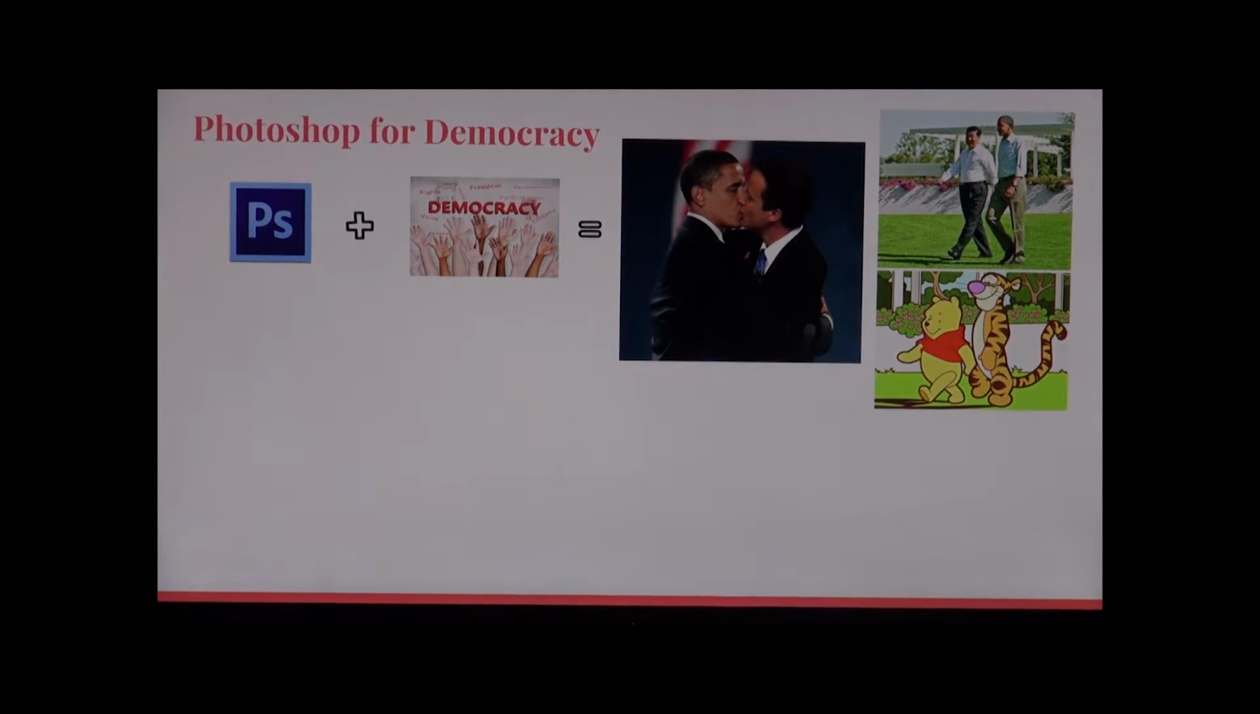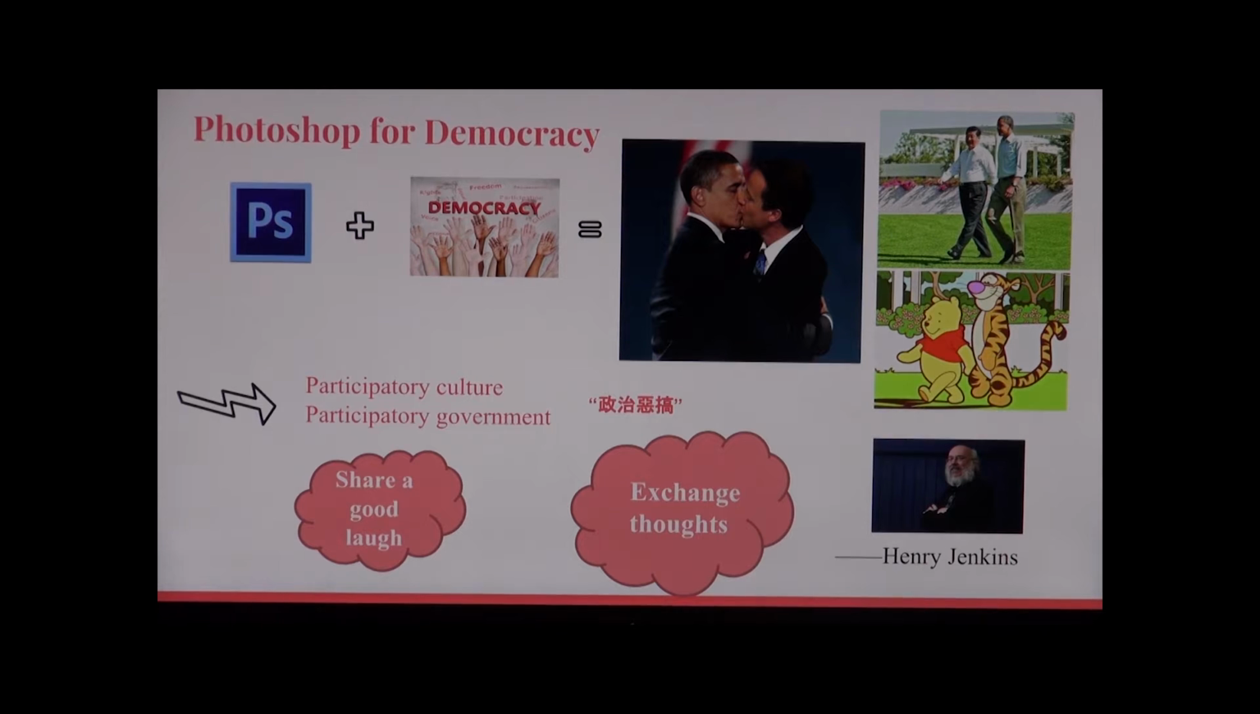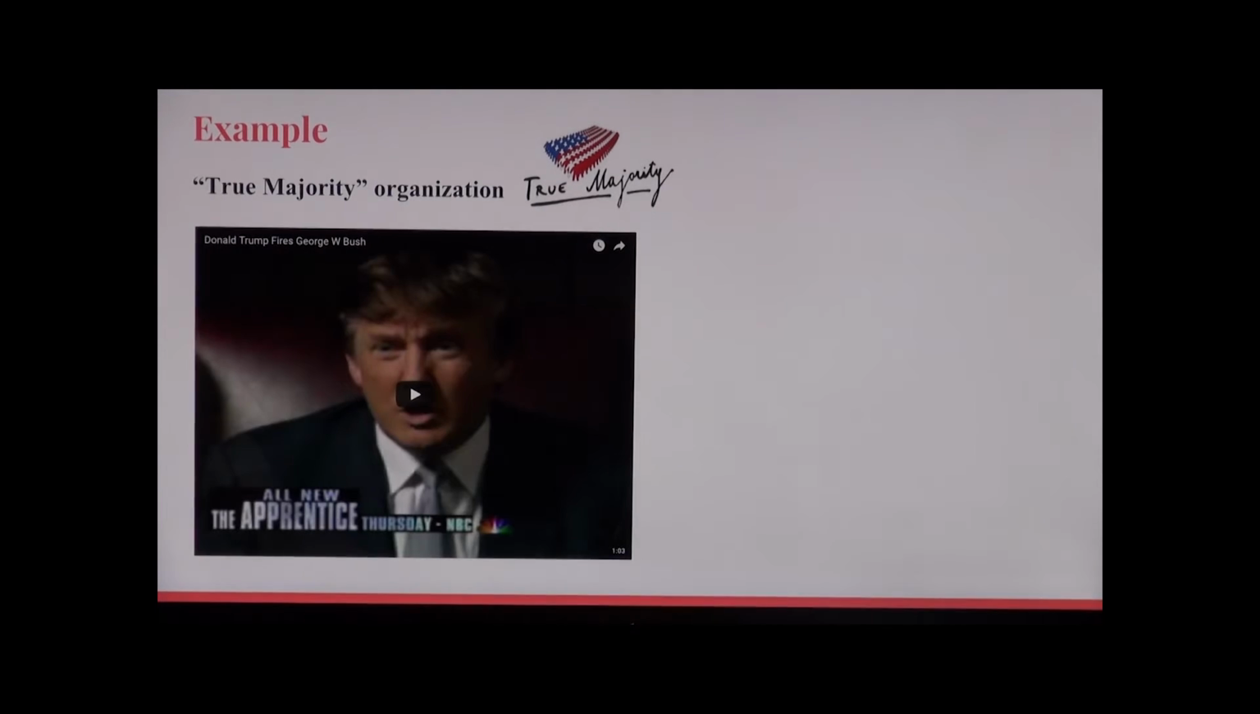In this process, as the author Henry Jenkins states, the participatory characteristics of popular culture make government and such kind of political activities participatory too. That is what we call in Chinese 政治恶搞, 经济恶搞. Henry said this interesting behavior not only shares a good laugh, but also helps the people exchange their thoughts happily and freely with each other. To illustrate this phenomenon, Henry takes the organization True Majority as an example.